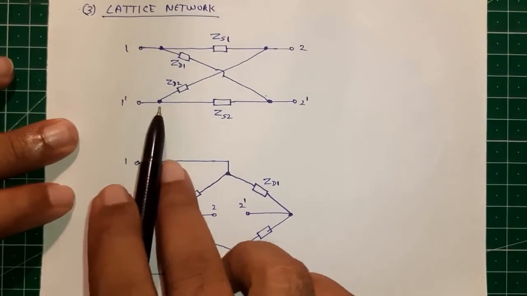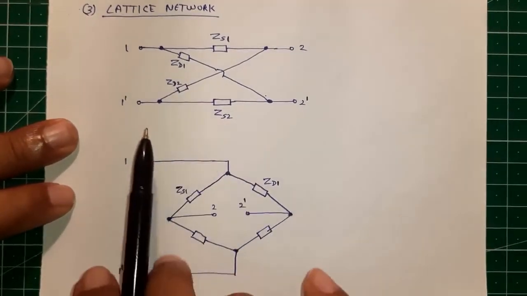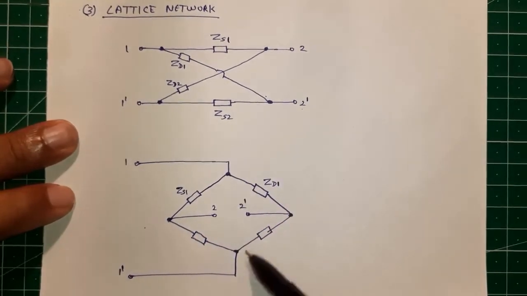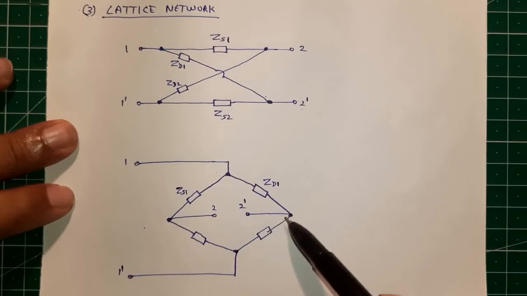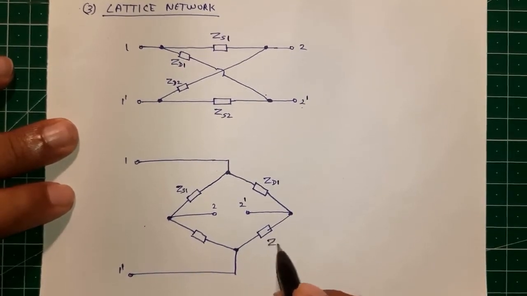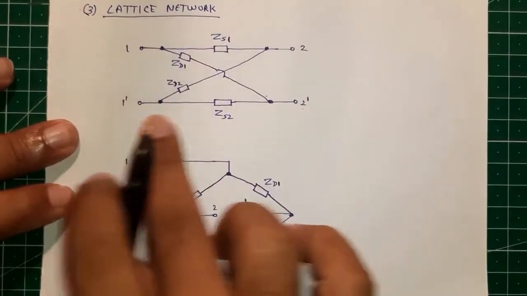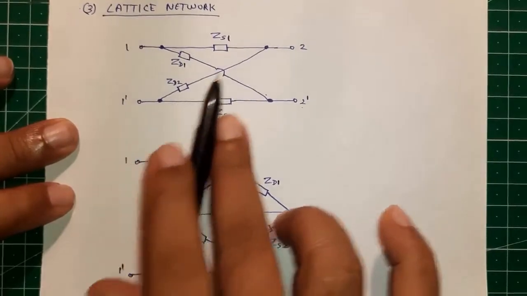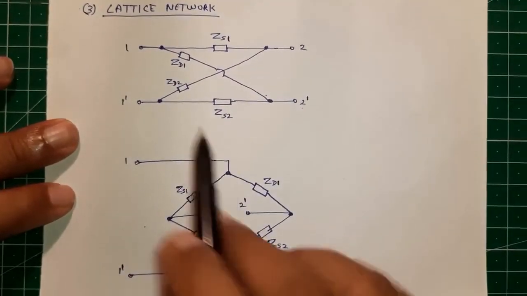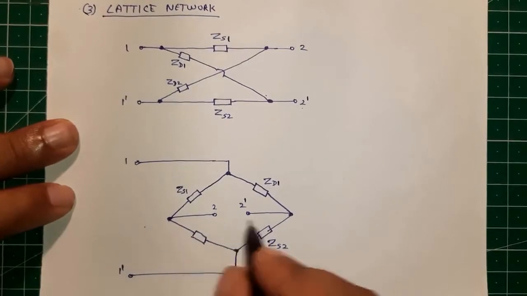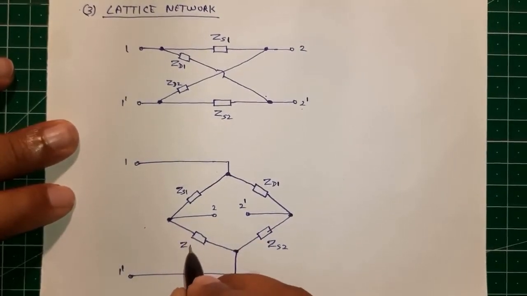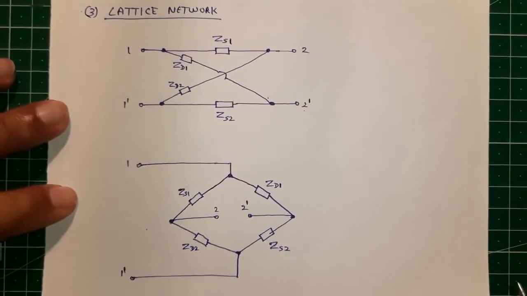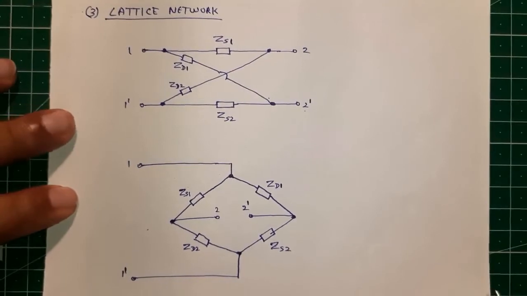Similarly, from 1 dash, one of the elements is going to 2 dash. So which is that element? This one should be ZS2, the series arm element. So automatically this will be the diagonal arm element going towards terminal 2. So this should be ZD2, the diagonal element. So now the picture becomes more clear.